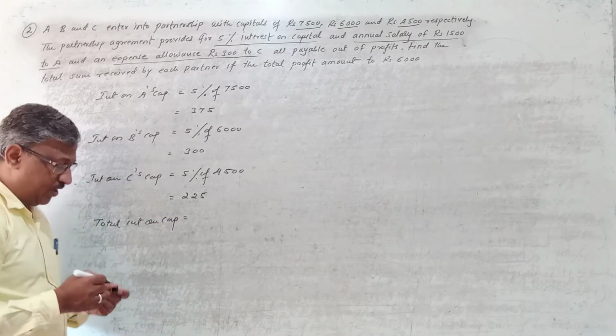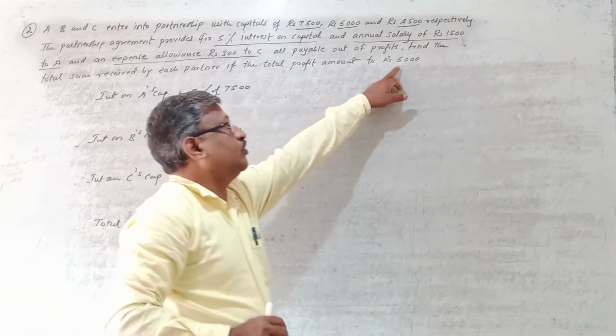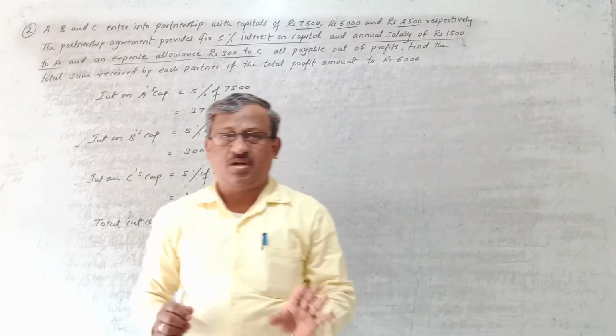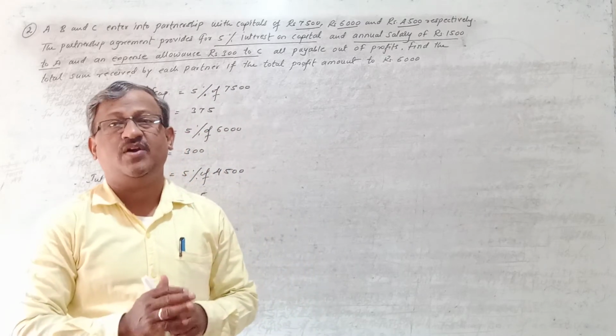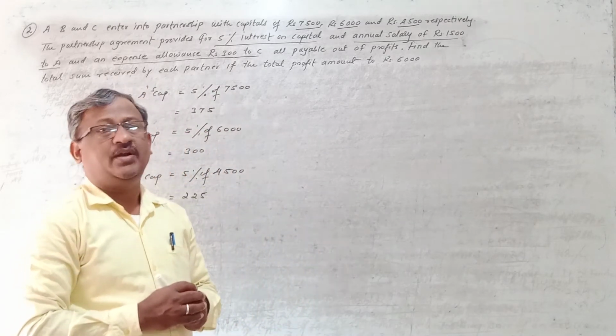Because you must know how much interest we have to pay from the profit. What is the profit earned? It is 6,000 rupees profit is earned. So from this 6,000 rupees profit, totally how much interest we have to pay to the partners? That total interest we have to calculate.